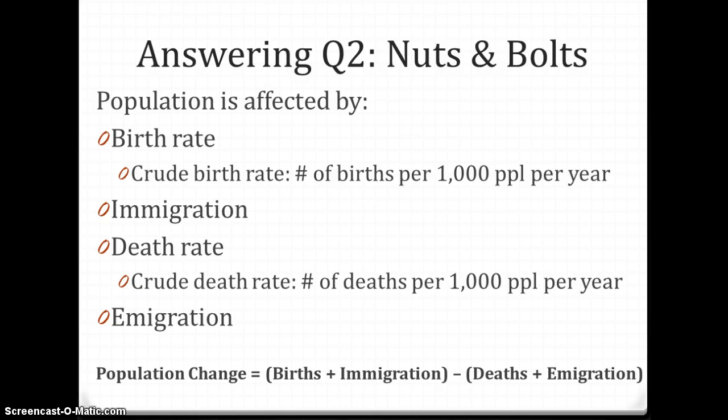So population change can be calculated by finding out how many babies were born, how many people moved into a country or immigrated into a country, minus the number of deaths, and how many people emigrated, how many people left the country. So, sounds pretty good. Pretty simple, easy calculation. But let's look at some of the factors that affect things, specifically in birth rate and death rate.